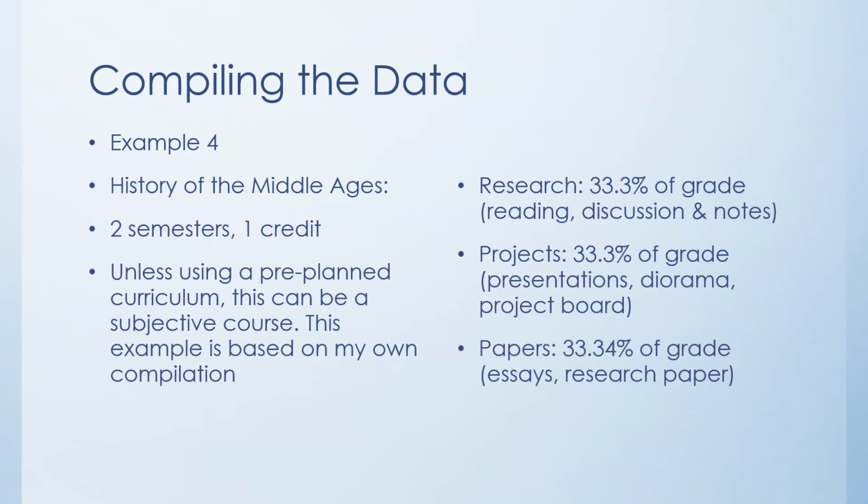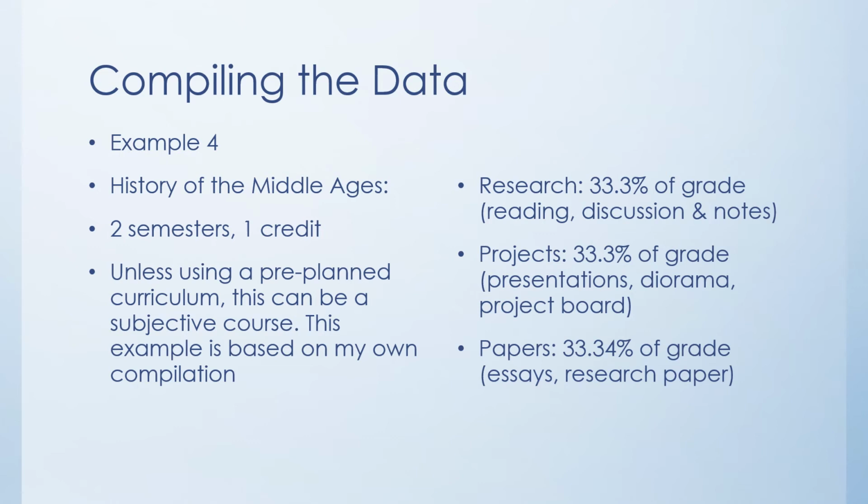Okay, let's take another example. Let's do History of the Middle Ages. This took 2 semesters. We broadened the scope, so it was a 2-semester course, a 1-credit class. Unless you're using a pre-planned curriculum that divides it out and says you're going to be doing quizzes and tests and research, where it's all laid out so you know how you're going to grade your student, that's super helpful. But in my case, we didn't do it that way. I had to make it up as I went along and figure out how I was going to evaluate him.